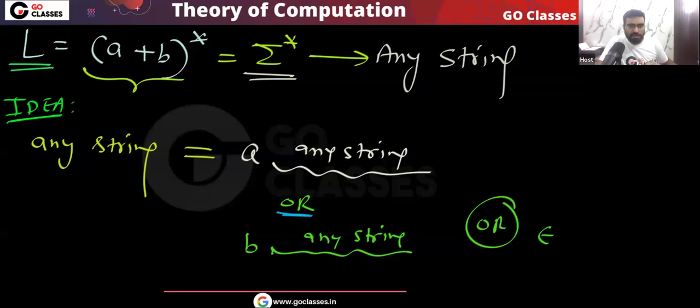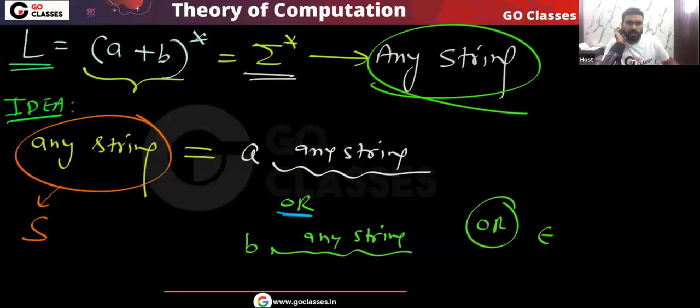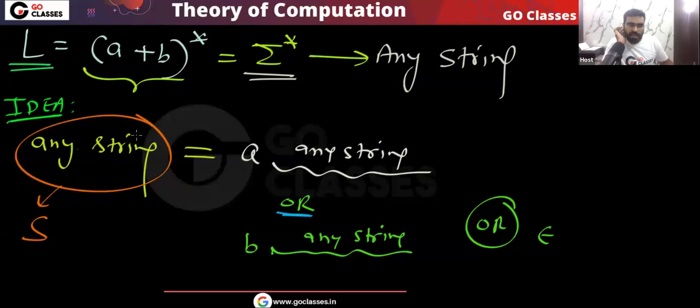Now you notice this, any string I want to generate, my grammar should be able to generate any string, remember. So this I will represent from variable S, means in my grammar, the start variable should be able to generate any string. Yes or no? In the grammar that I will write, the start variable should be able to generate any string. So this any string is represented by variable S, or I can say the variable S should generate any string.